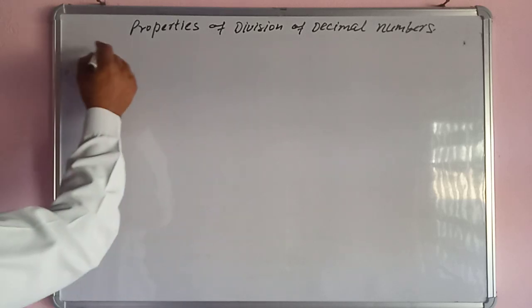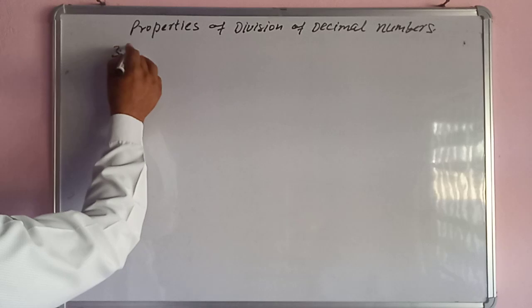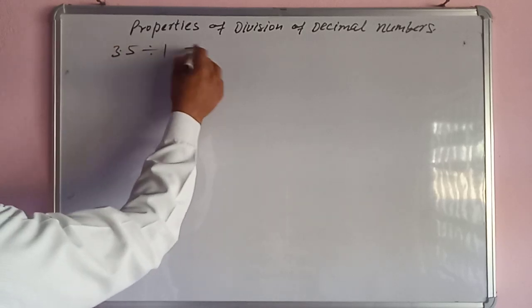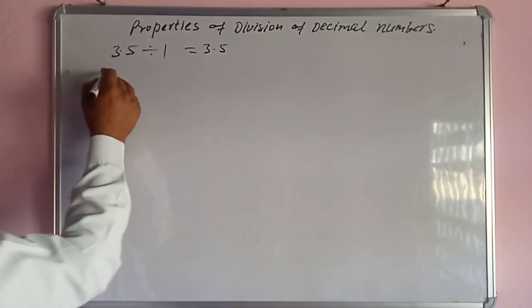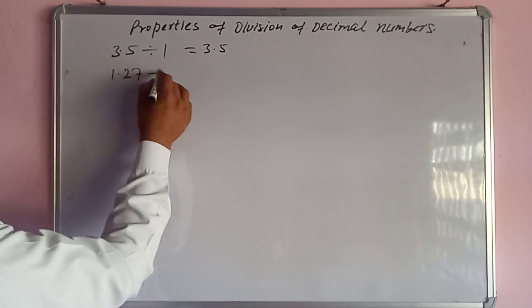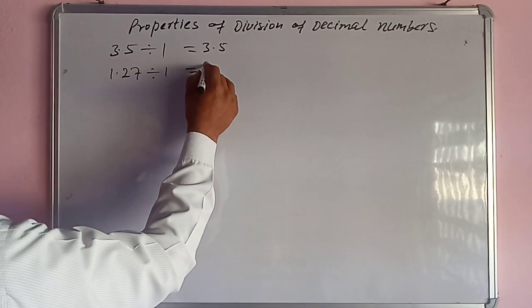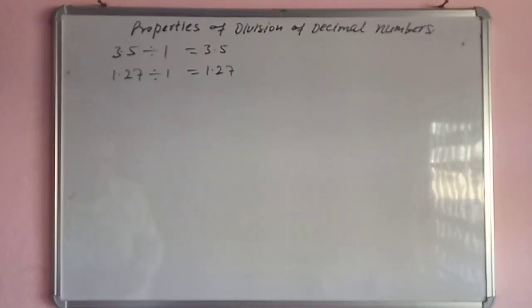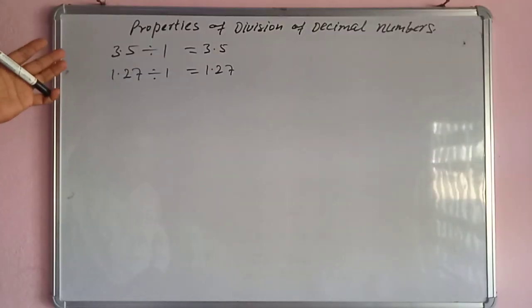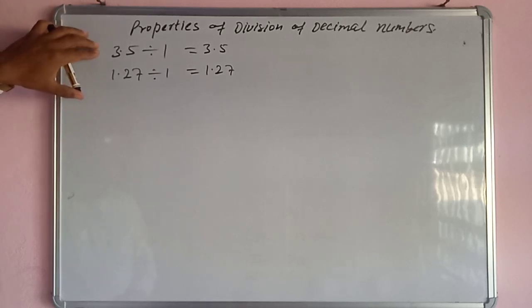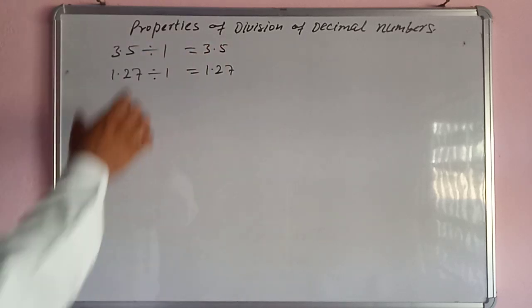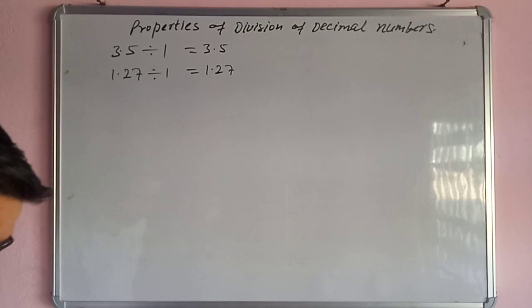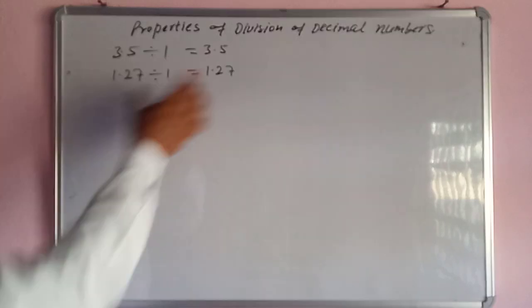Suppose we are going to divide 3.5 by 1. So what is the quotient? That is 3.5. And if we divide 1.27 by 1, then what is the quotient? Again it is 1.27. So what happened here? We see that when we divide any number by 1, the answer is always the number itself. So a decimal number divided by 1 is the decimal number itself.